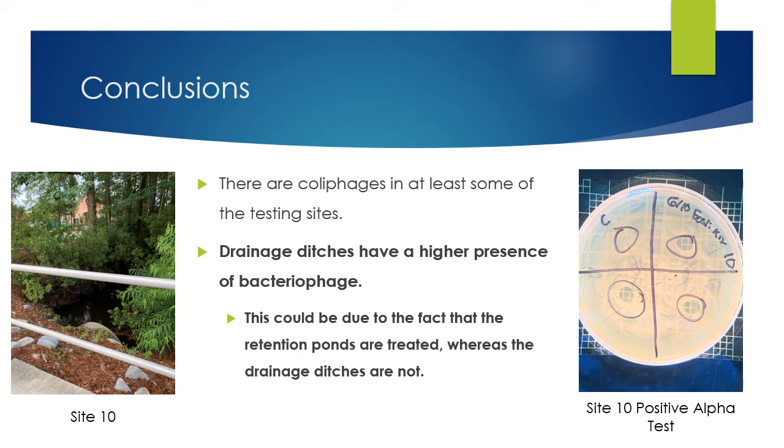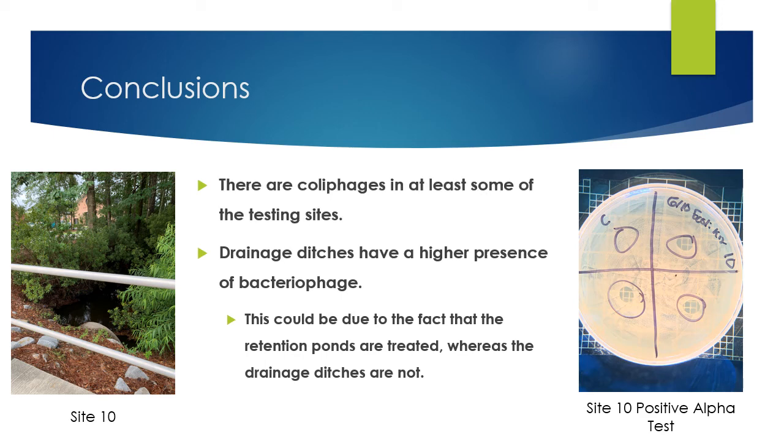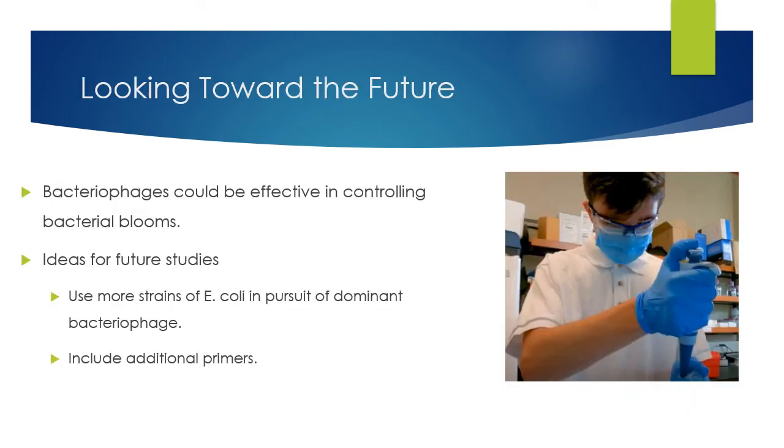It also could be because E. coli is more likely to be present in drainage ditches because of an increased concentration of fecal matter. Greater amount of E. coli may have attracted more coliphages and thus could have resulted in a higher number of positive plaque assays for sites located along a drainage ditch. Overall, our findings suggest that there are coliphages in coastal water systems and that these coliphages could be found more frequently in drainage ditches. So, how can we use this data that we collected and what does it mean for the future?